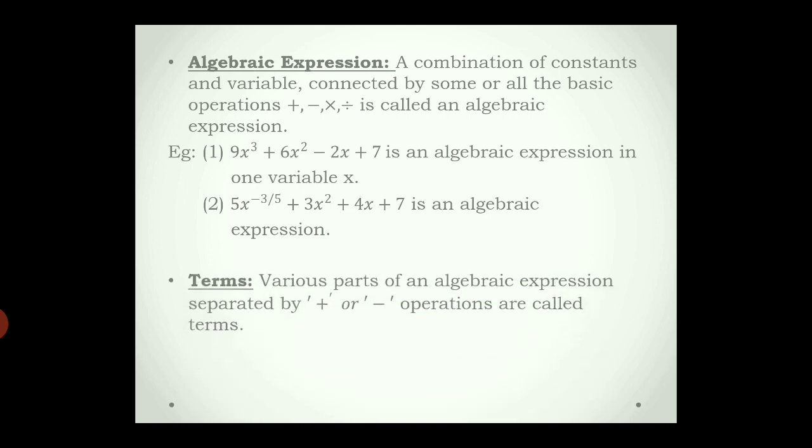Next is terms. Various parts of an algebraic expression separated by addition or subtraction operations are called terms. In the above mentioned examples, you can see that 9x cubed and 6x square are separated by addition. Therefore, 9x cubed and 6x square are terms of that algebraic expression. Similarly, for different terms of an algebraic expression, you can see that addition and subtraction symbols or operations are used.